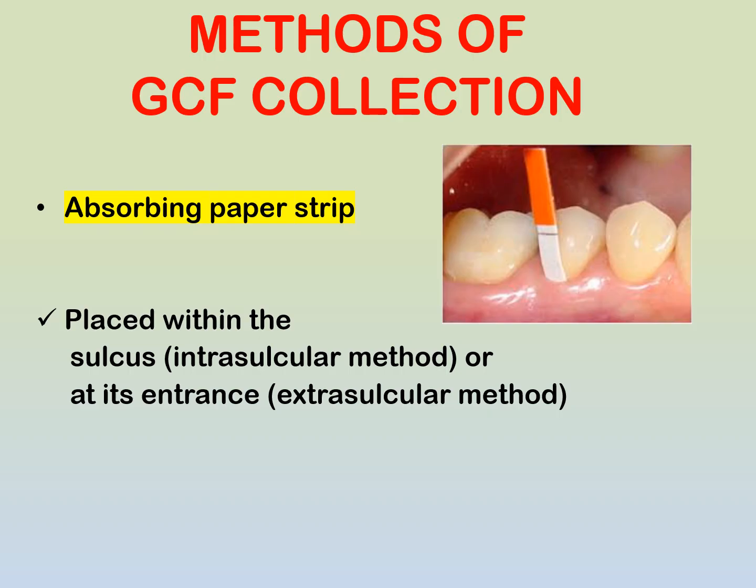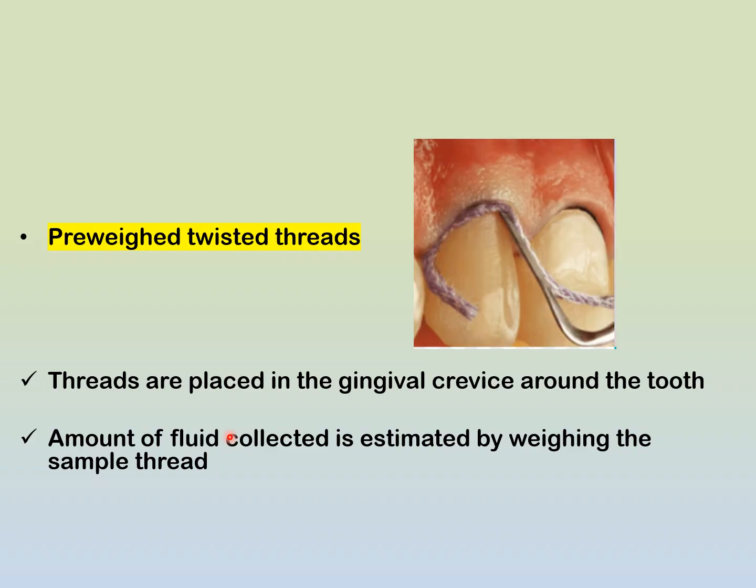So coming to the methods of GCF collection, GCF can be collected by various methods. The first one is by using absorbing paper strips. They can be placed within the sulcus, which is the intracrevicular method, or we can use the extracrevicular method, that is placing it at its entrance. The next method is by using pre-weighed twisted threads. These threads are placed in the gingival crevice around the tooth and the amount of fluid collected is estimated by weighing the sample thread.